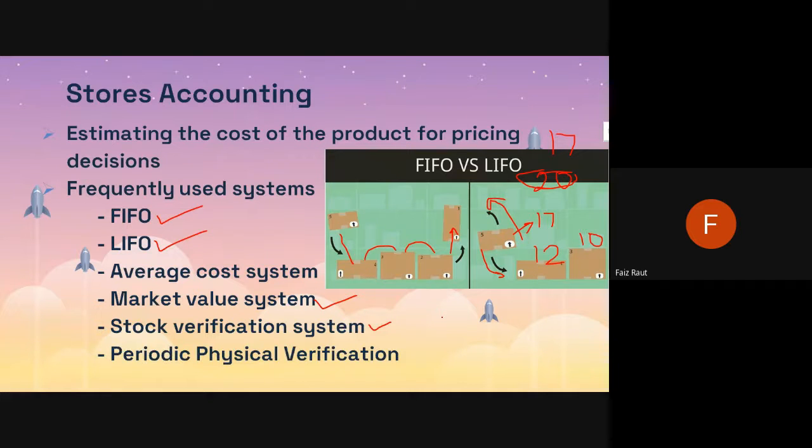And finally, there was periodic physical verification. Periodic physical verification is where a person will go to the warehouse, go to the store, and it will be done annually. ठीक है, every year, like in a library we generally do, कर्नल सर करवाते हैं ऐसे.